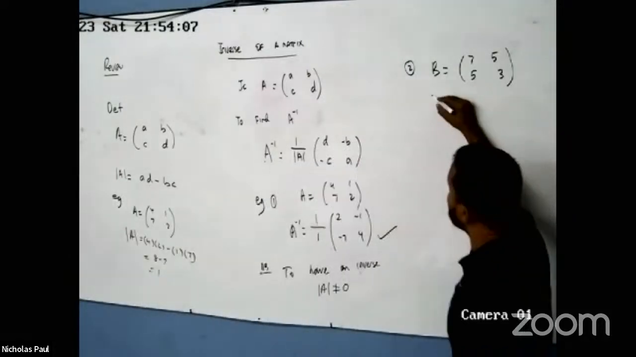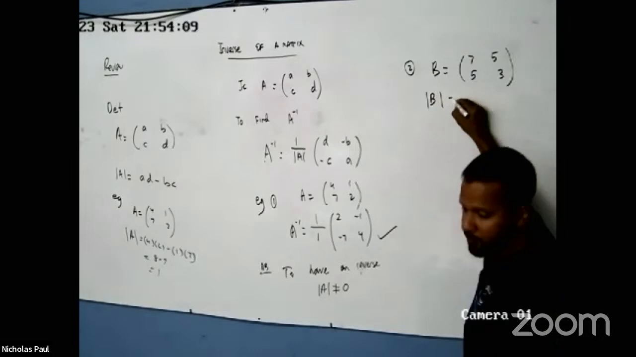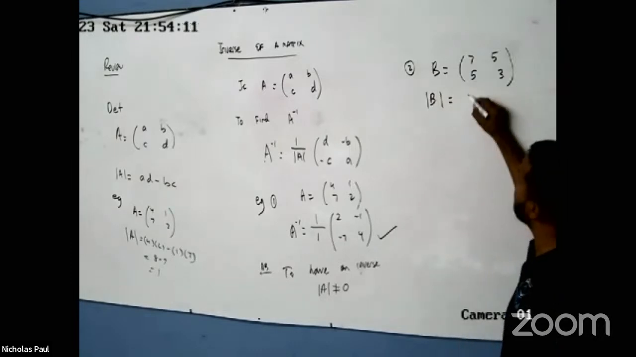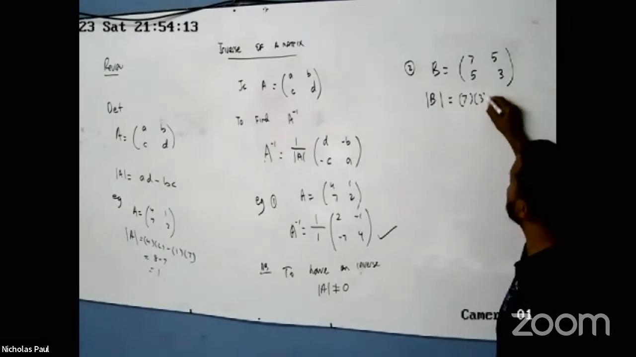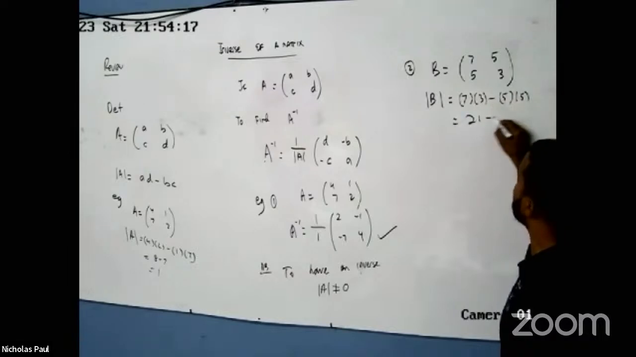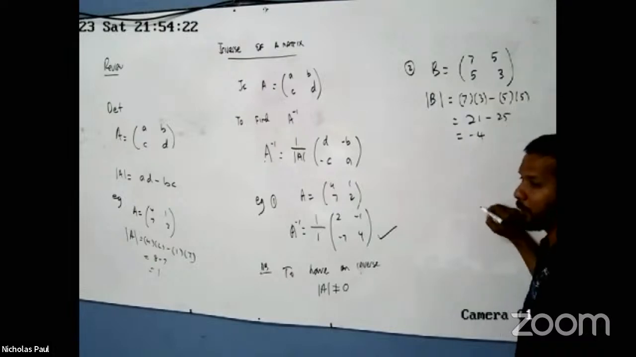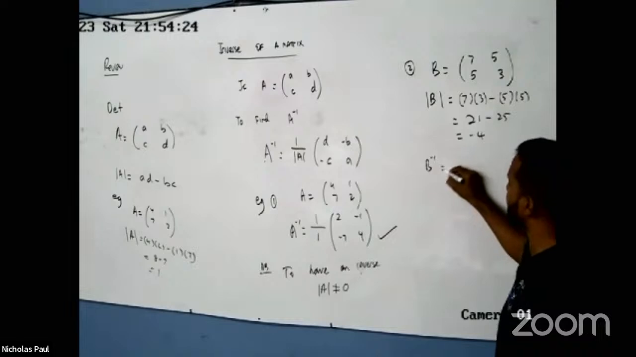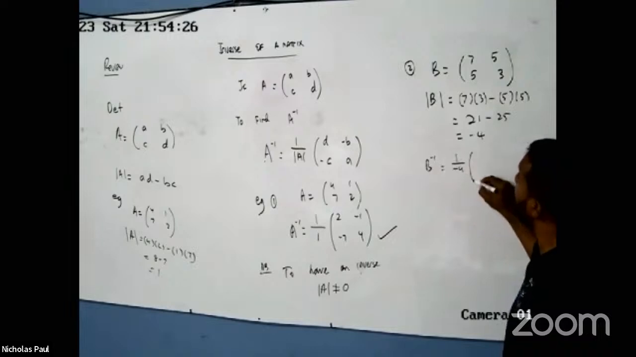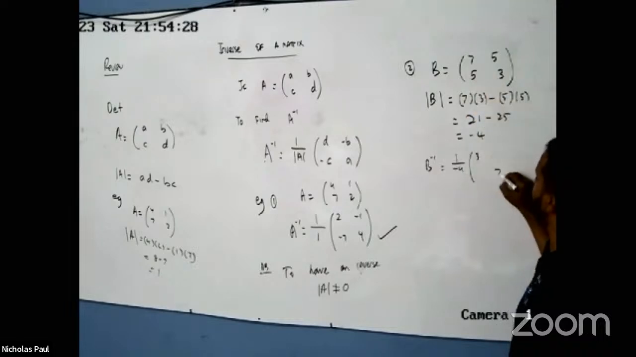Ready? First thing you will need is the determinant of B. The determinant of B is 7 by 3 minus 5 by 5. So that's 21 minus 25, which is minus 4. So the inverse of B is 1 over minus 4. Flip the 7 and the 3 and change the signs of the 5 and the 5.